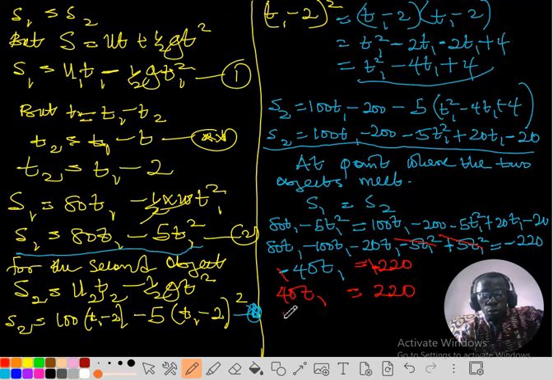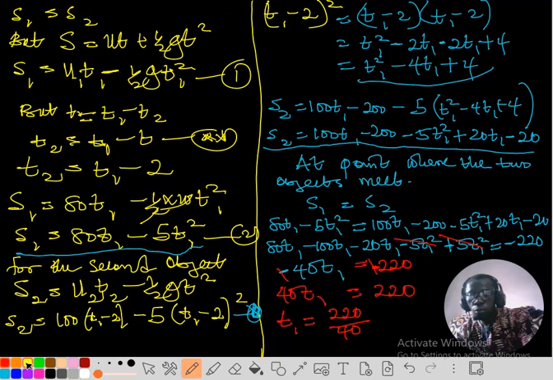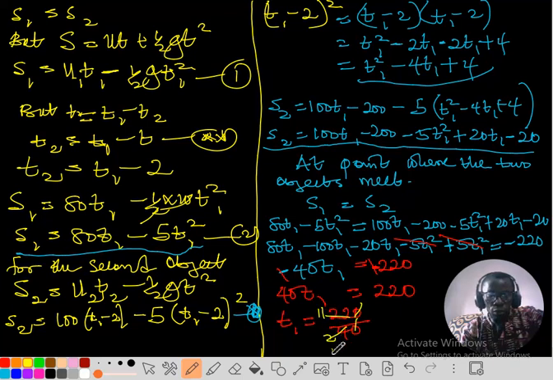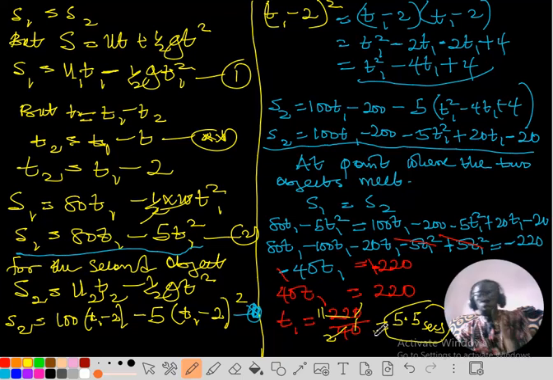So divide both sides by 40, T1 will be 220 divided by 40. Okay, so let's cancel out the 0 here with this 0, then 22 divided by 4 gives 11 over 2, so 11 divided by 2 will give 5.5, and time is in seconds. So this is the time when the two bodies will meet.